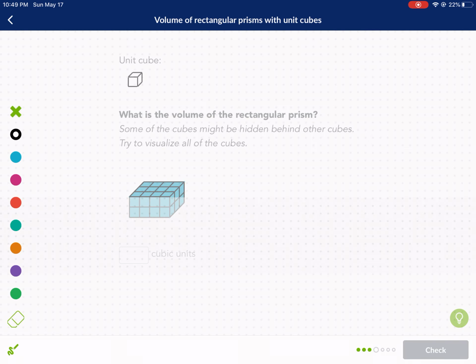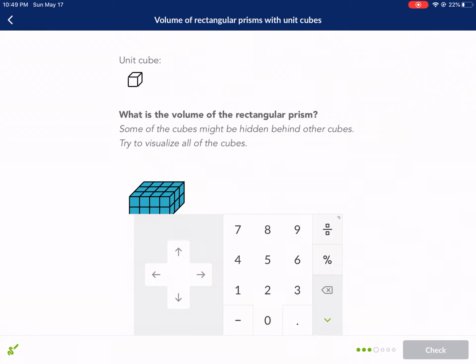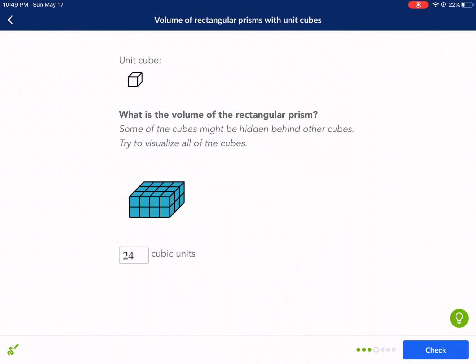Okay, this is another one where we actually get to count dimensions. So we have a 4 by 3 by 2. So we can do 4 times 2 is 8 times 3 is 24. This is another 24 cubic unit one.